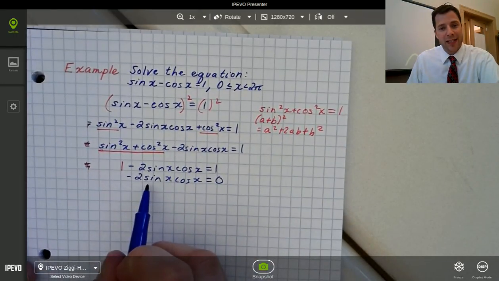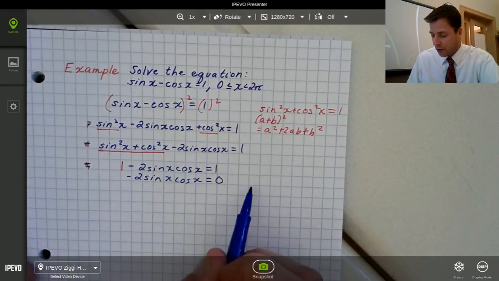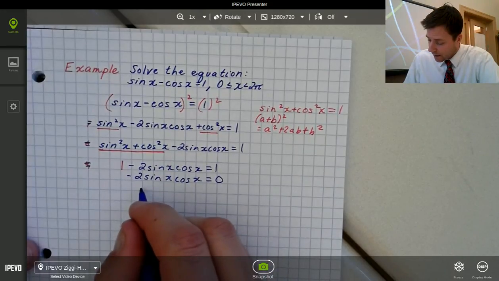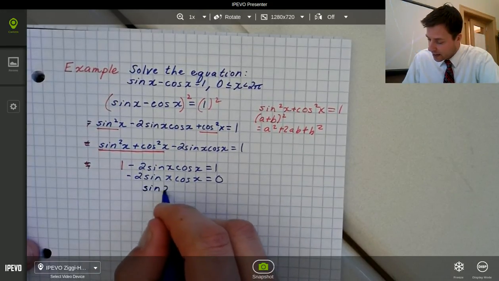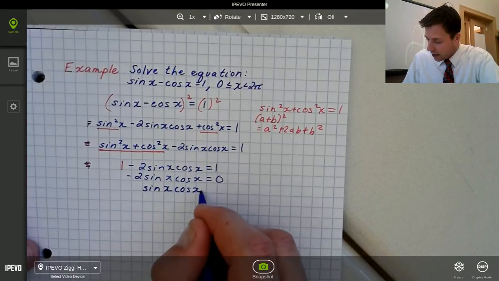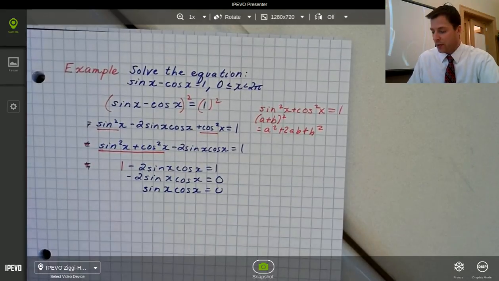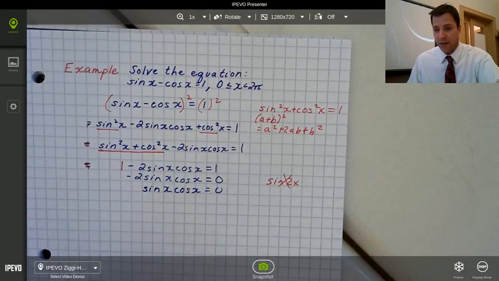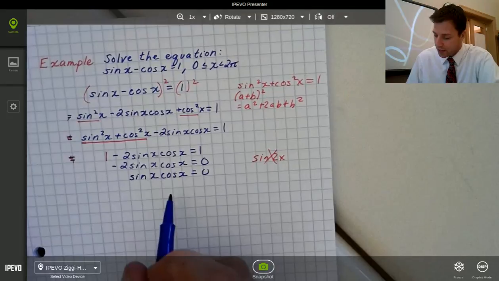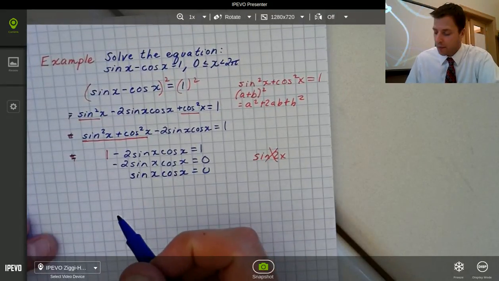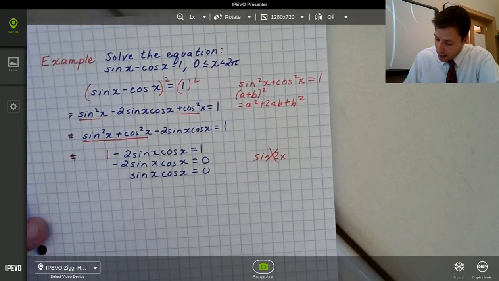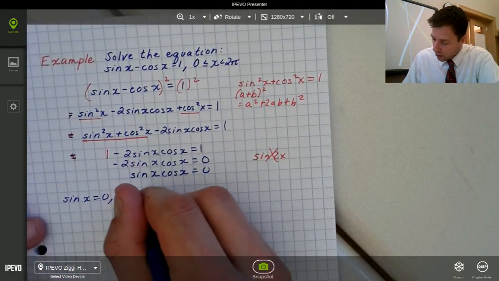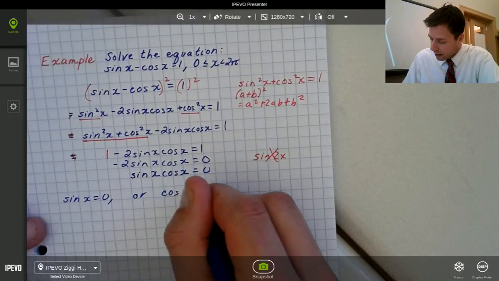That could be sine of 2x if we wanted to, if we multiply through, but you don't actually need it here because you can go ahead and divide by negative 2, and then you're left with sine of x cosine of x equals 0. So you don't need to use the sine of 2x property here, okay? It's just simpler not to. So you have two numbers being multiplied together and they have to equal 0. That means sine of x equals 0 or cosine of x equals 0.